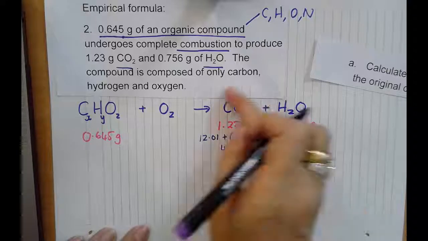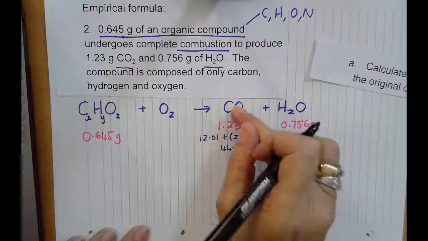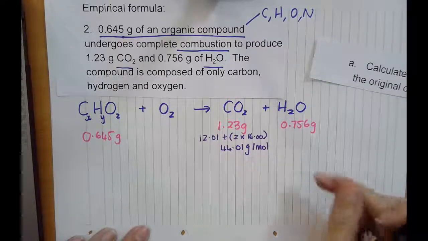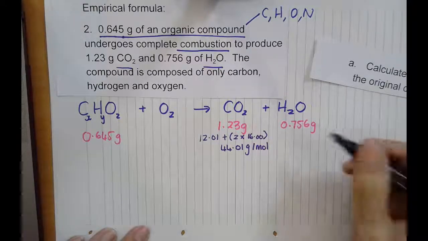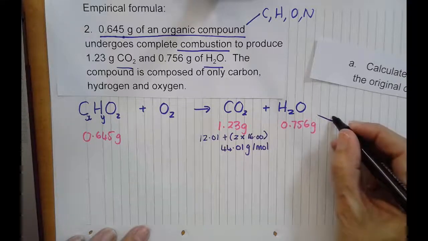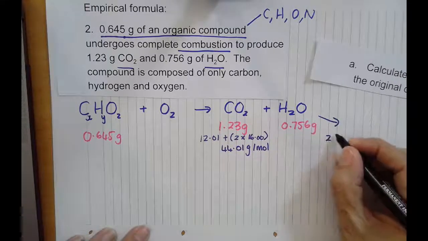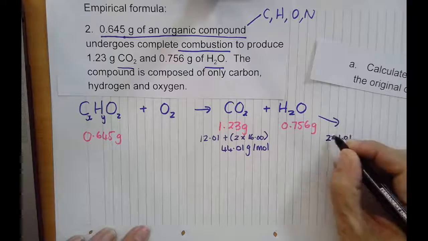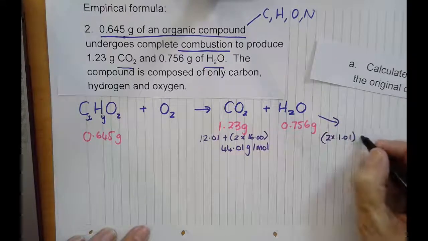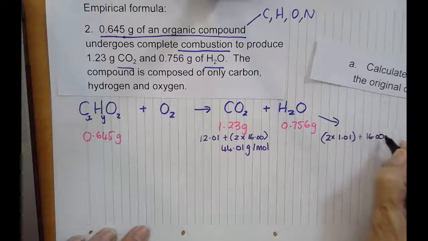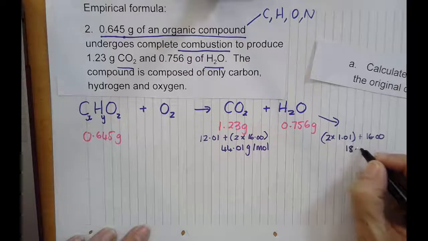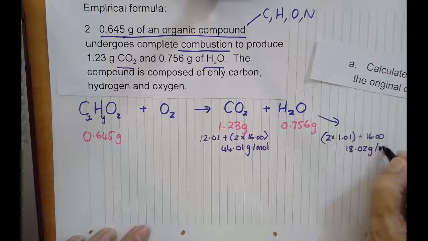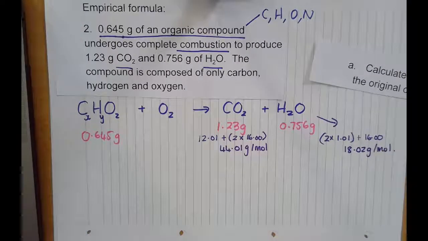Because I'm going to work with carbon dioxide, I'm going to calculate the molar mass of this one. Secondly, I also am going to do the same for the water. So for water, I have 2 times 1.01, because there's 2 hydrogens, plus 16. That gives me a total of 18.02 grams per mole. So those are my molar masses of my carbon dioxide and my water.